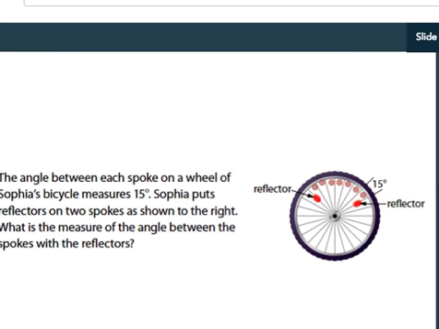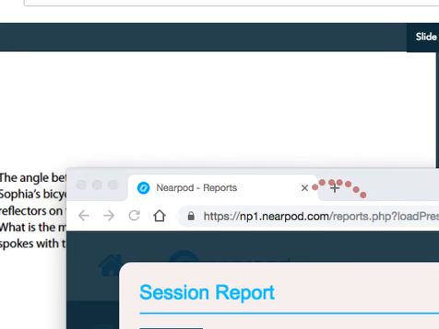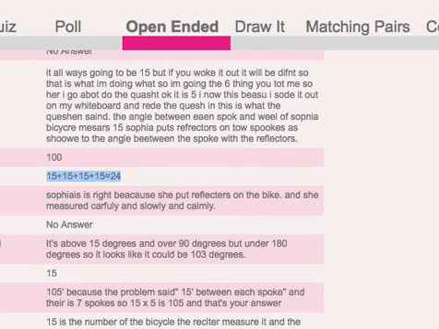How many 15-degree angles is that? Well, 1, 2, 3, 4, 5, 6, 7. We have 7 15-degree angles. So why did you only add 15 together 4 times? Not sure. All right, let's look at another one.